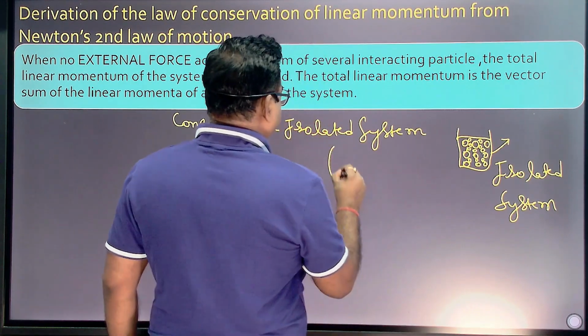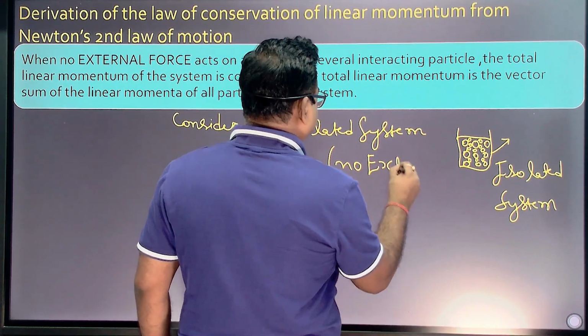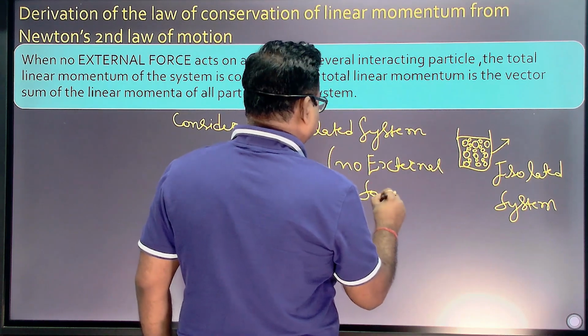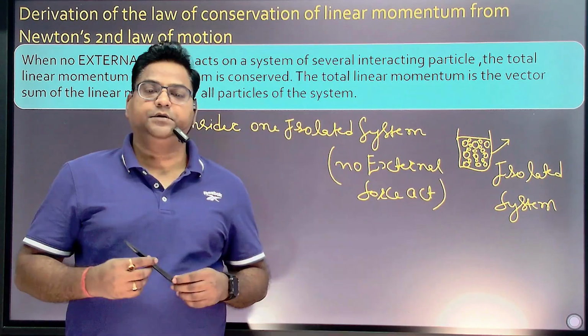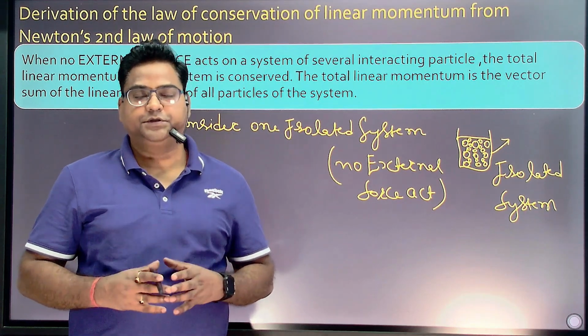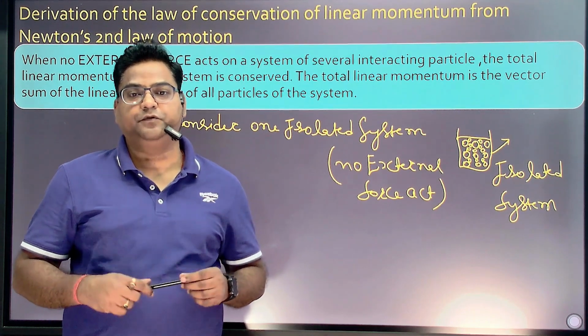It means no external force acts. What is the meaning of an isolated system? An isolated system means that type of system on which no external force acts.